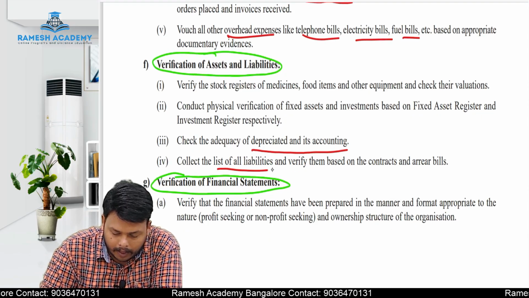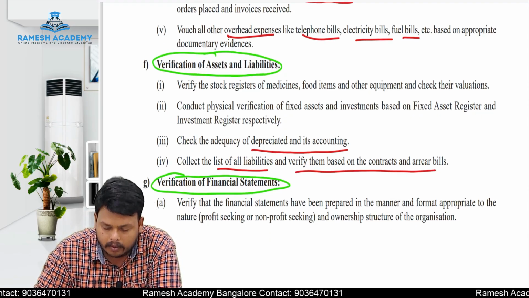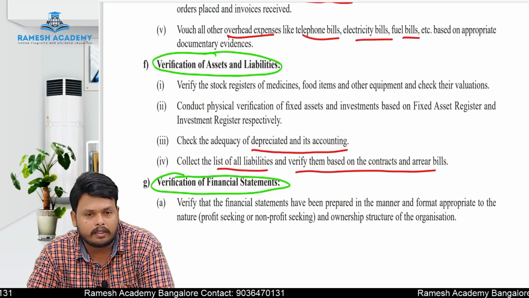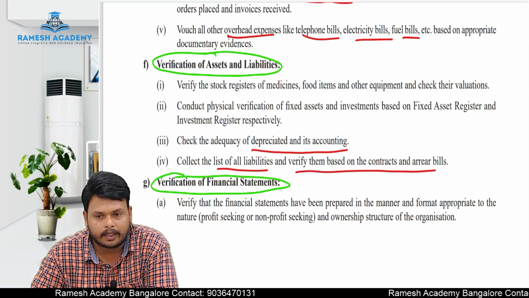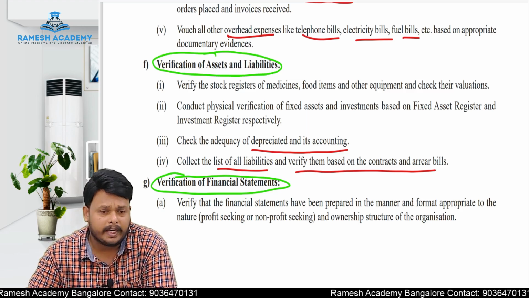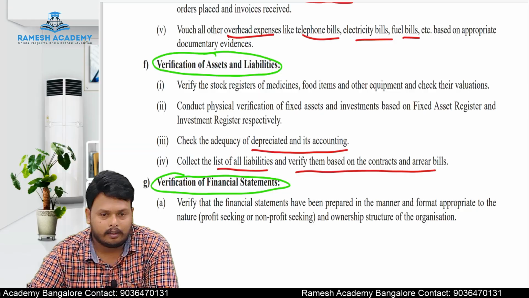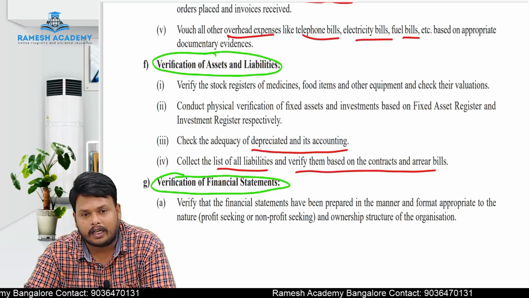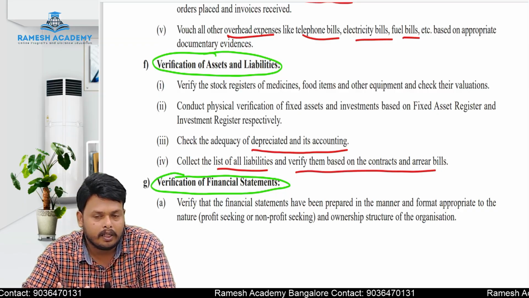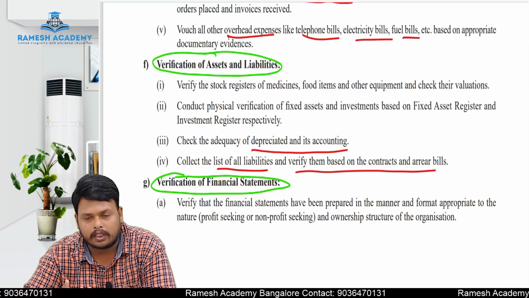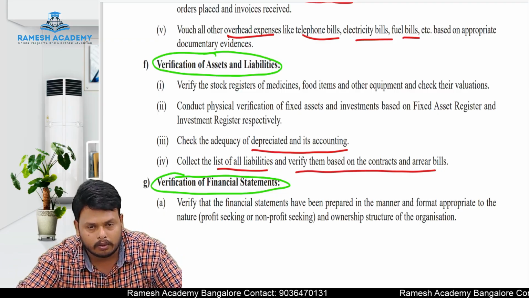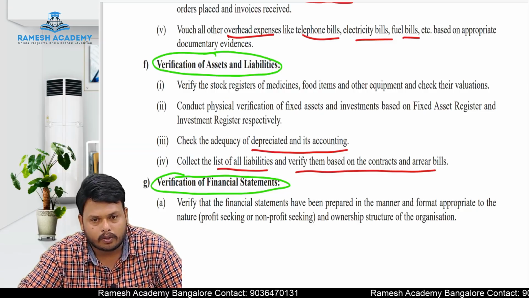Collect the list of all liabilities and verify them based on the contracts and arrear bills. If there are any liabilities or obligations pending against the hospital, the auditor should verify those pending or outstanding bills, and any outstanding bill related to the current year must be recognized. If there are any prepaid expenses or bills paid in advance, we have to deduct them and show them under current assets. So the auditor also has to verify liabilities against contracts.